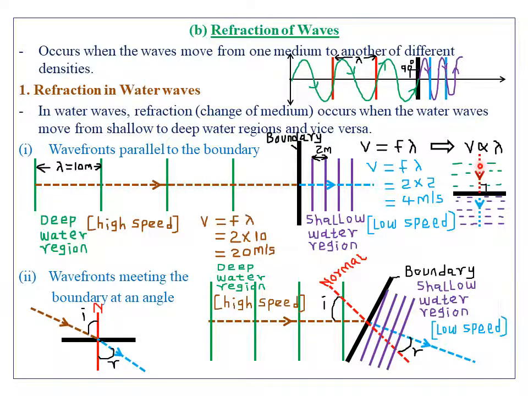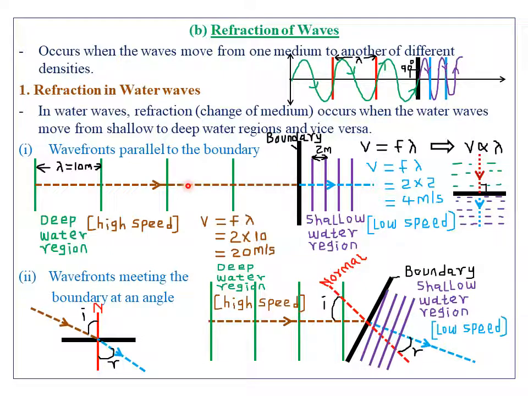Instead, it will continue traveling in a straight path, that is in an undeviated manner, because the angle of incidence is actually 0, simply because the incident ray is parallel to our normal. So for this case, we expect this incident wave to continue undeviated because it is meeting our boundary at an angle of 90 degrees, and therefore the direction of motion of our incident wave is parallel to the normal.